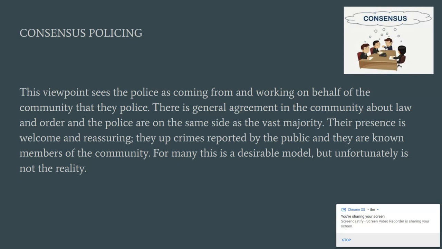It's a desirable model. We'd like the police to be there for us, but unfortunately, it's not actually the reality which you've seen in the media with recent cases. And not just recently, but for years, we've seen this issue. And this issue isn't necessarily changing. It's not just based in America. There are numerous cases in the UK that we will have a look at as well, and worldwide.